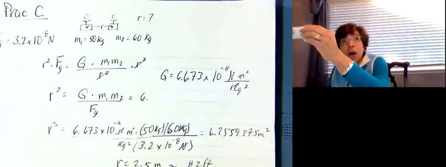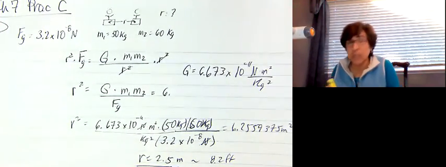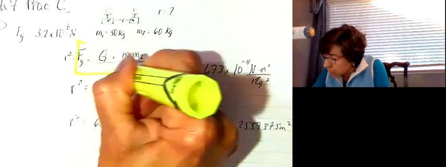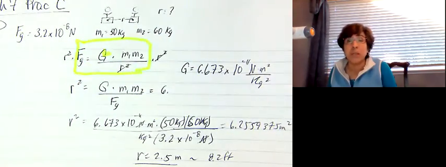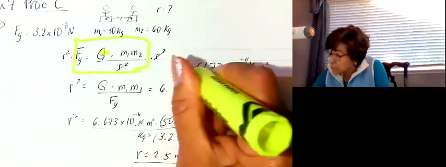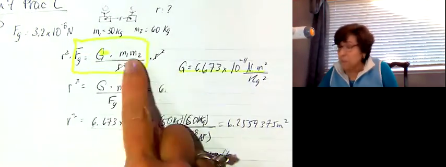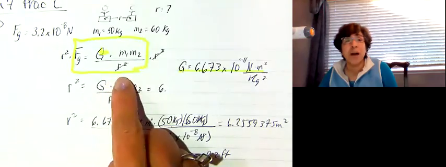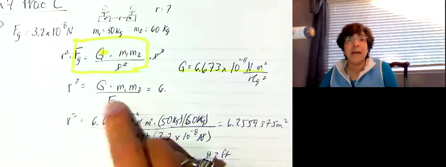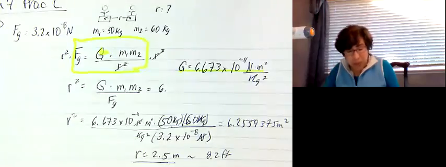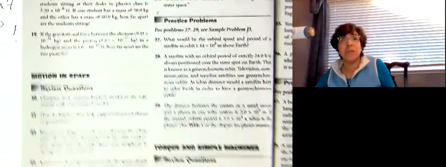So again, this is just an example of having to use the equation. What is the equation? The equation for gravitational force is the constant G, which is actually a really small number, 6.673 times 10 to the negative 11, times m1 times m2, all divided by the distance between them squared. So we just plug that in, and then we had to take the square root. All right, let's do the next one. The next one is number 19.